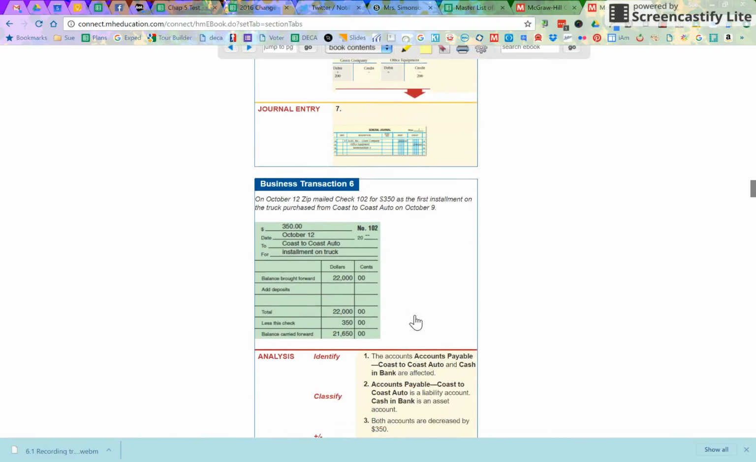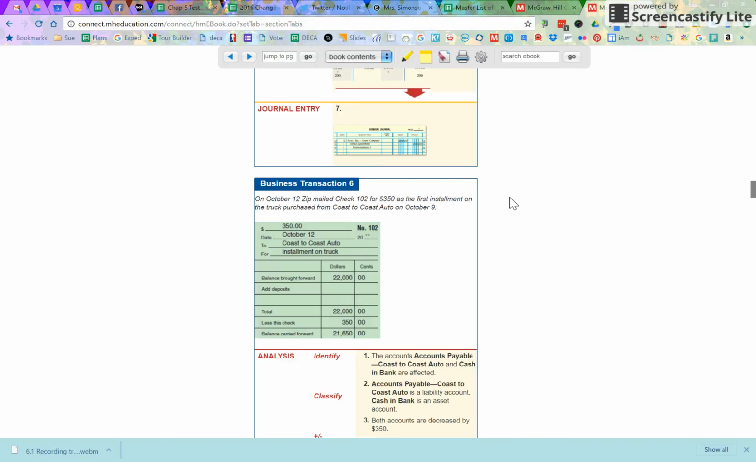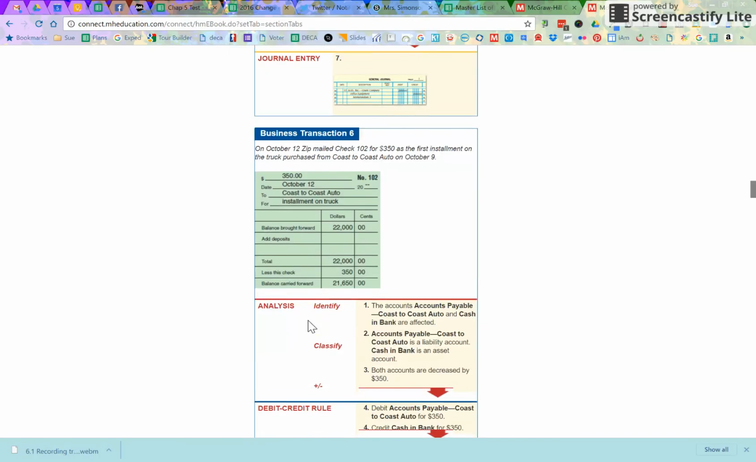Okay, I'm just going to skip through to a couple of these. Let's see. We wrote a check, and we put $350 down on our truck. So we're starting to pay our truck off a little bit. So here cash is going down. It's the credit. Accounts payable is also going down. It's the debit.